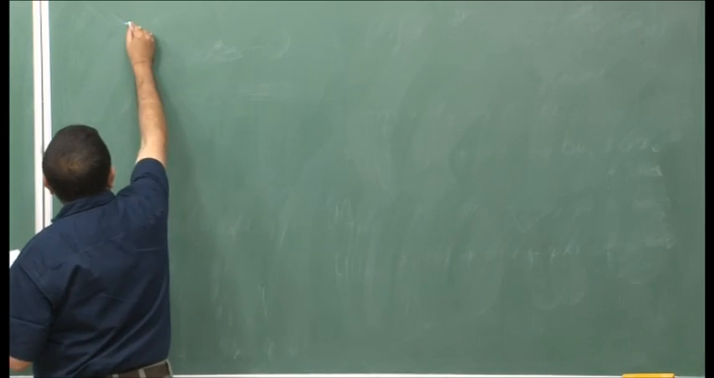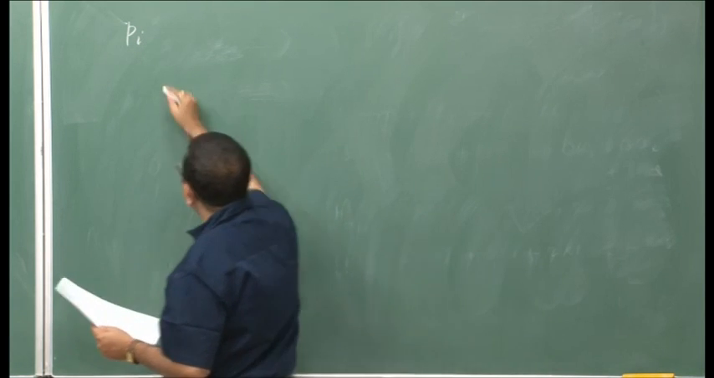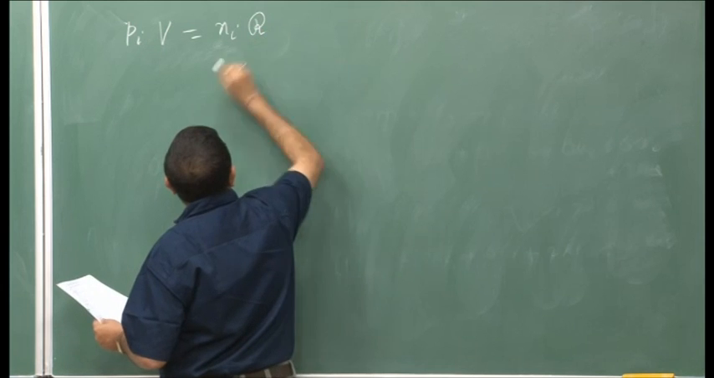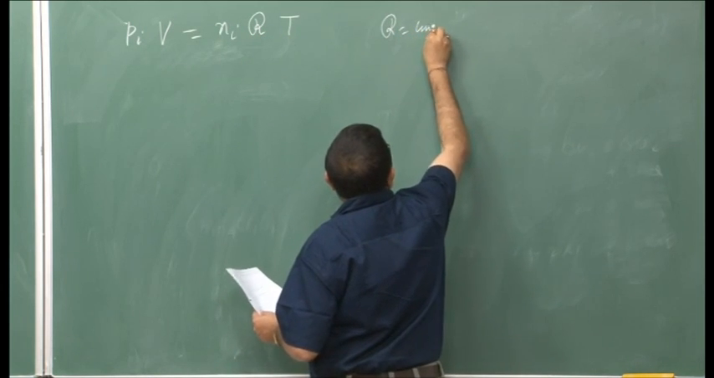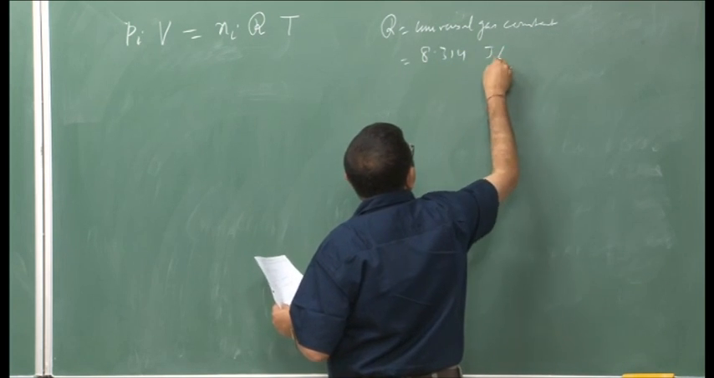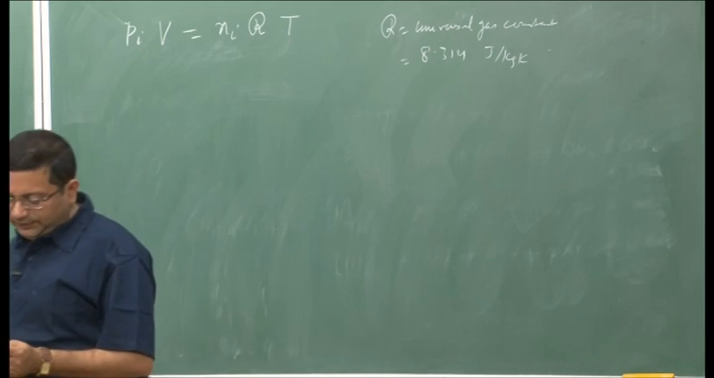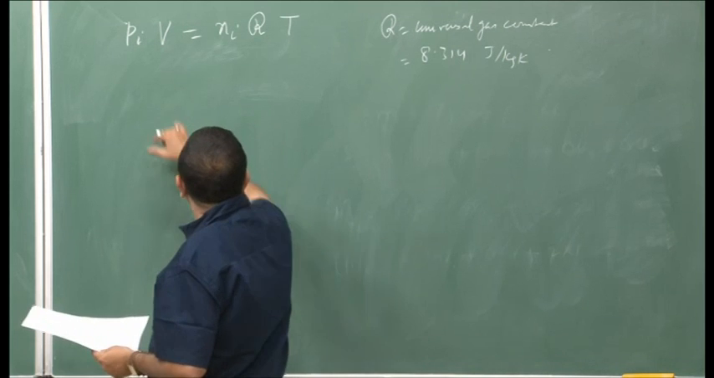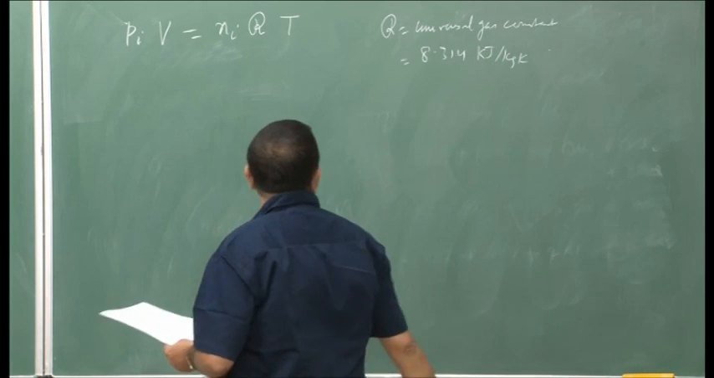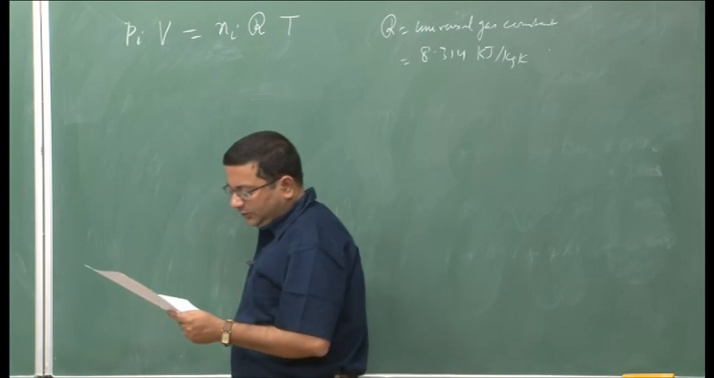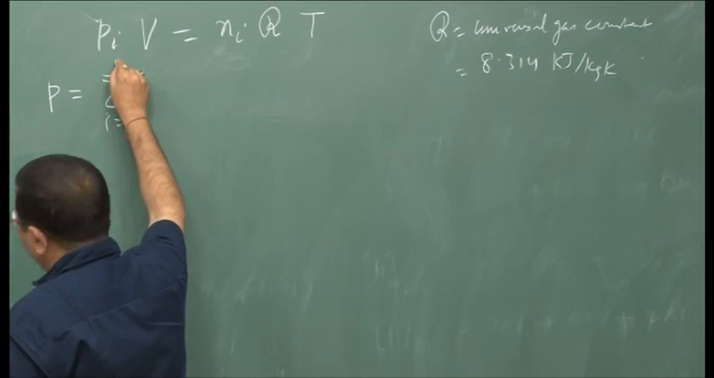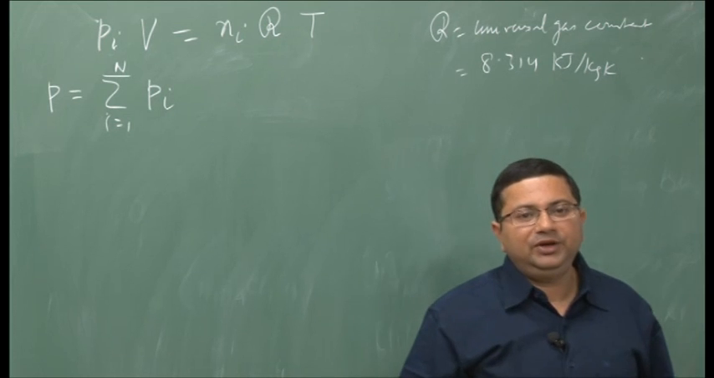So, from Dalton's law of partial pressure, partial pressure of species i given by p_i times volume equal to number of moles of species i times universal gas constant times temperature, where R is our universal gas constant, which is equal to 8.314 kilojoules per kmol Kelvin. Right? This is a universal value. Okay? So, this is Dalton's law of partial pressure. This is the partial pressure defined as, and the total pressure from Dalton's law of partial pressure is the summation of partial pressure for each species n. So, total pressure is given like this.